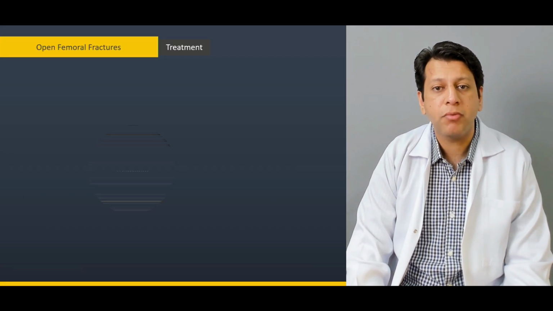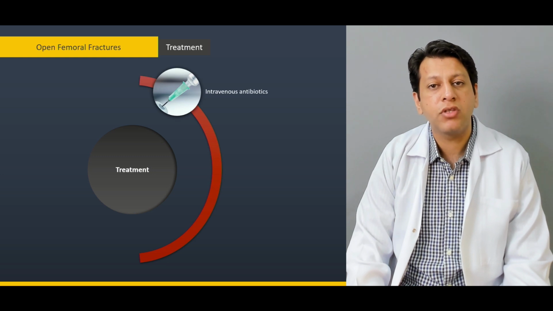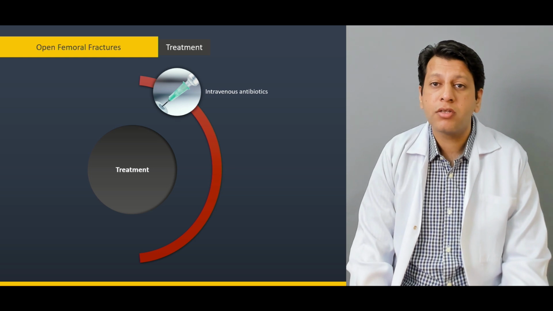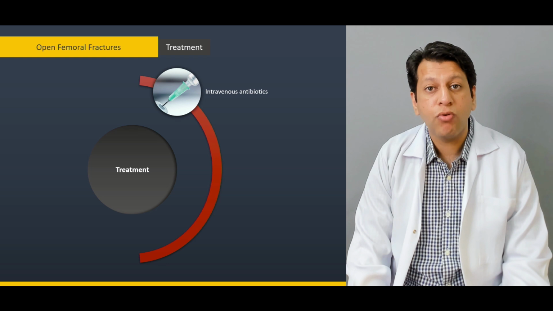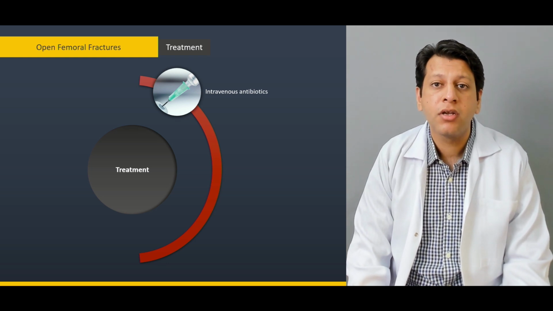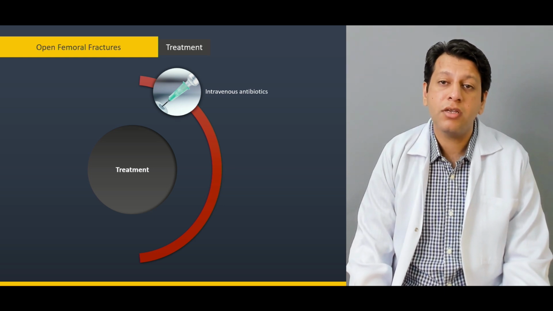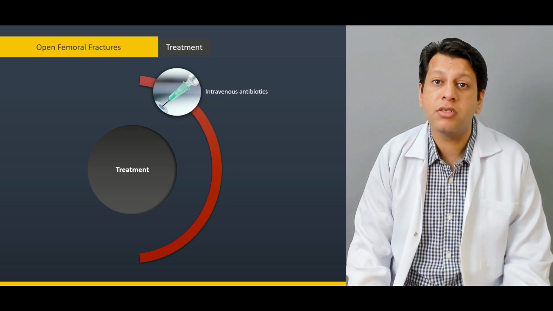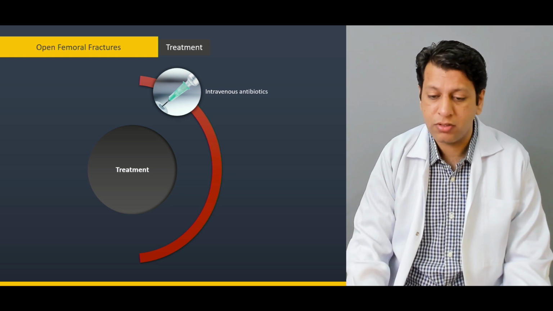Now if it's an open femur fracture, the treatment principles are that you have to start with intravenous antibiotics. Most commonly, if it's Gustilo classification 1 or 2 or even 3A, we can go for first generation cephalosporins along with the addition of aminoglycosides. But if it's 3B and 3C and associated with farm injuries, then we have to add benzyl penicillin as well along with the aminoglycosides and first generation cephalosporins.